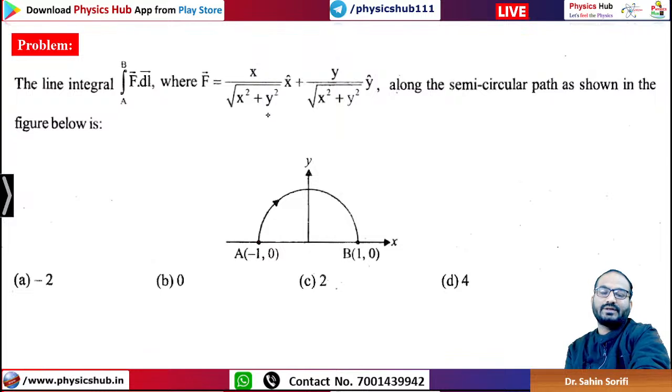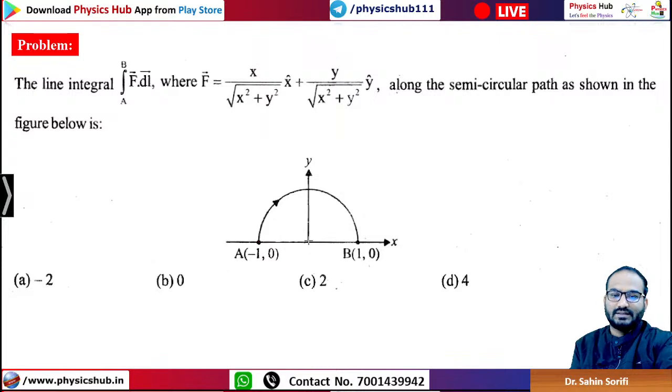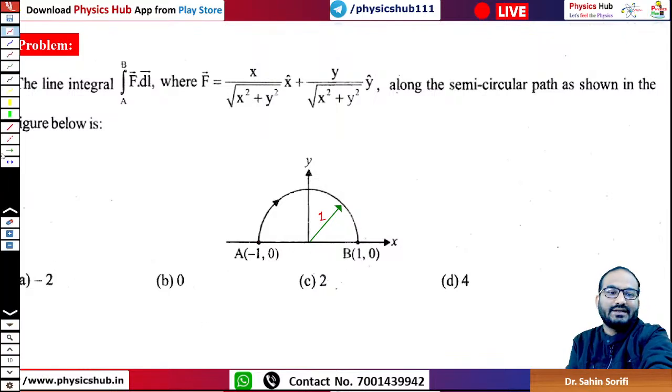Look, x by root over x square plus y square plus y by root over x square plus y square. Now if you look at this geometry, instead of using Cartesian coordinates, if you use polar coordinates, that will be suitable for us. These expressions can be reduced, and from minus 1, 0 to plus 1, 0, we can say that the radius of this half circle is nothing but 1. This r is equal to 1. So we are dealing with this problem in polar coordinates.